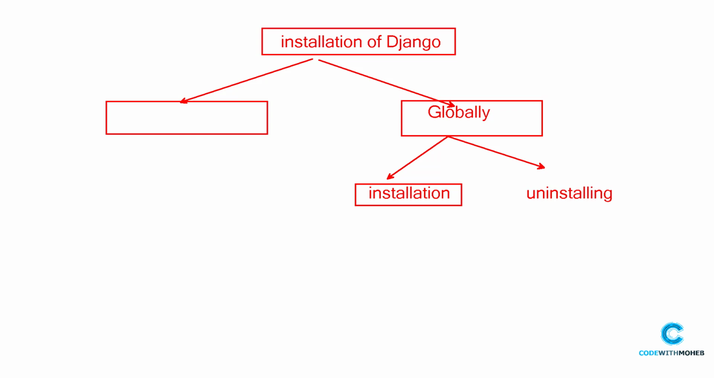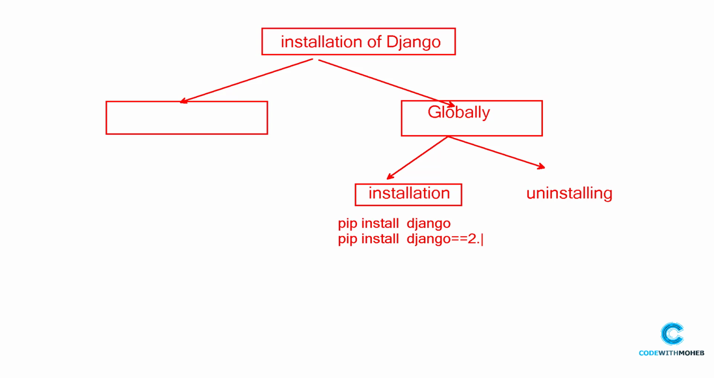So I will perform this one in installation and uninstalling. To install Django globally, it is quite simple. Simply open your CMD and type pip install Django. That much easy. Or if you want to install a specific version of Django, then we type pip install Django equals equals any version you want, you can install.